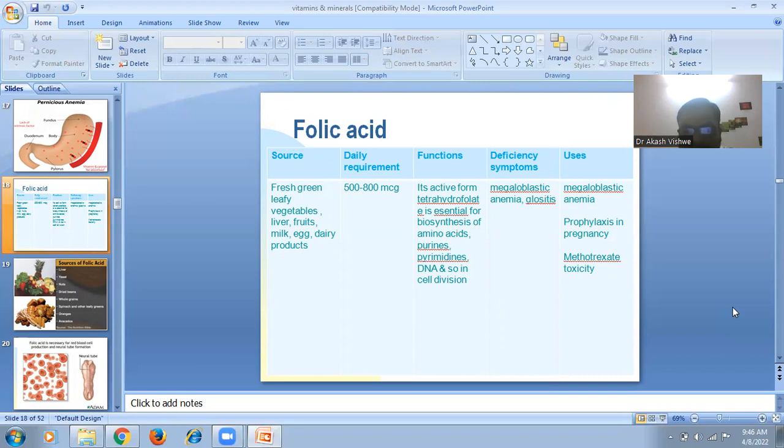Deficiency symptoms are megaloblastic anemia and glossitis. Uses of folic acid are, it can be used in the condition of megaloblastic anemia, prophylaxis in pregnancy, and in methotrexate toxicity, which is an anti-cancer drug.